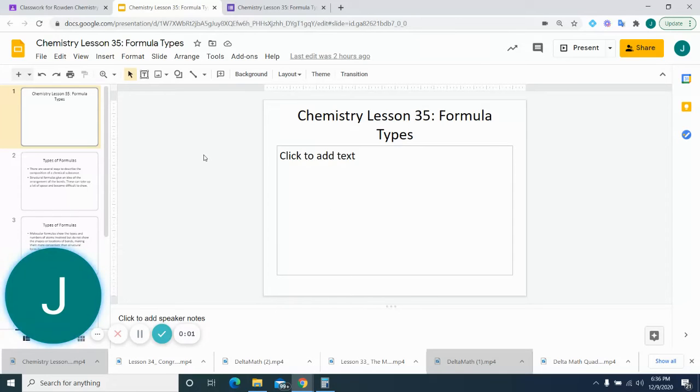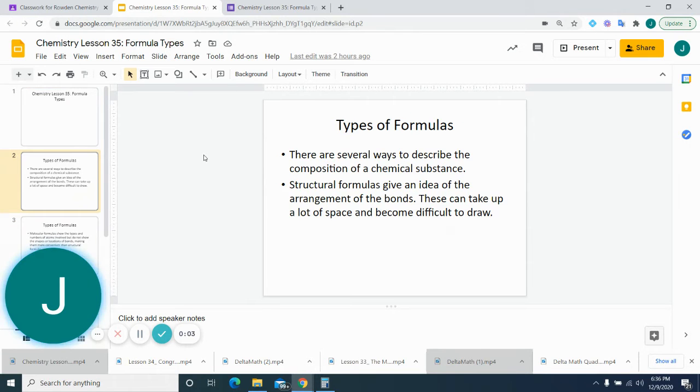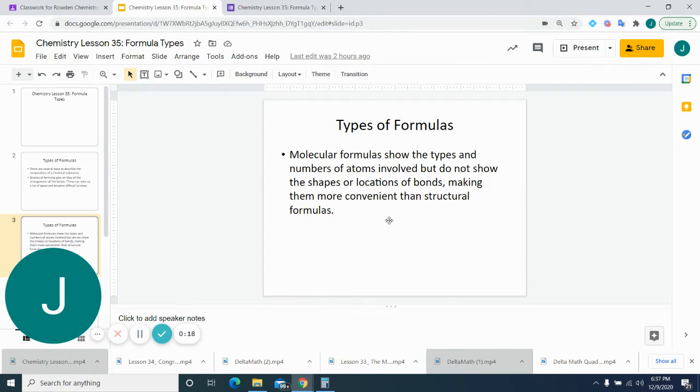We're going to be looking here at lesson 35. In order to describe a chemical substance, you can draw a structural formula. This is like Lewis structures where you draw everything, draw the bonds. These take a while and can be difficult though.